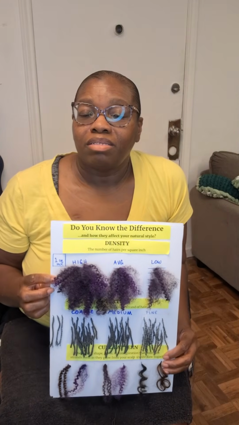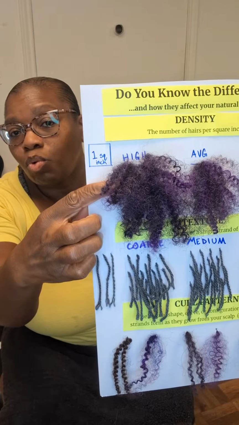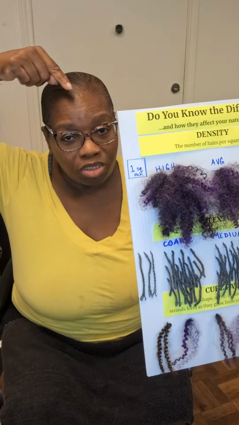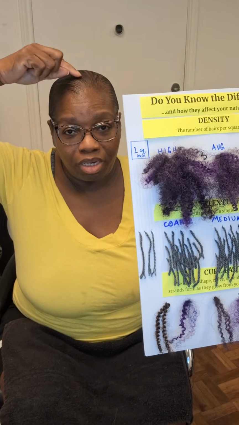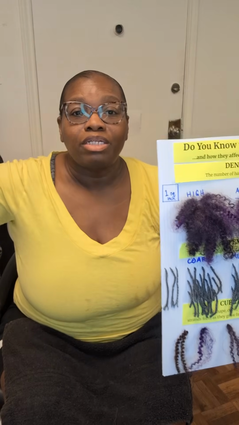Typically, the hair is coarser and more dense in the center at the crown, and it is usually finer and less dense around the hairline. Density is the amount of hairs per square inch. This is 1 square inch. So if you took this 1 square inch of your scalp and counted how many hairs fit in that 1 square inch, that's your density.